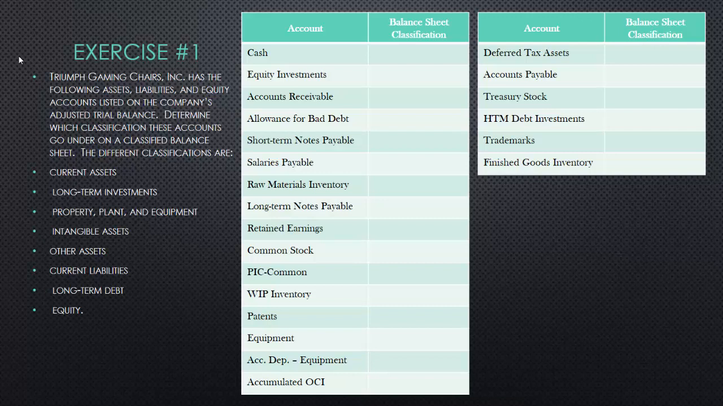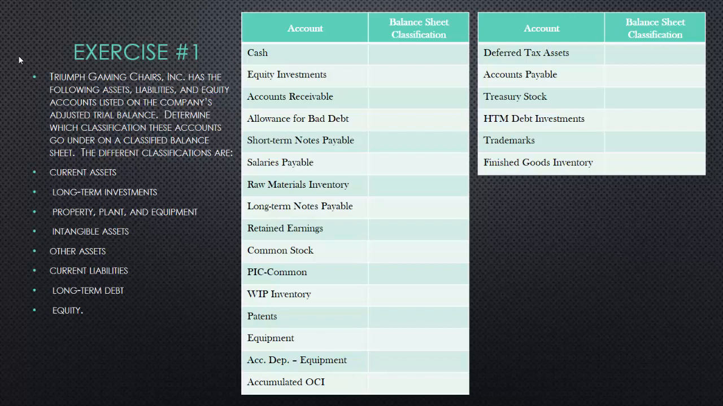And then lastly, we have equity. And equity for our corporation here is going to come in two forms. The amount of money that was paid in from external parties, namely people that bought our stock, and the amount that we generated internally. So the amount of profitability that Triumph Gaming Chairs is going to retain.